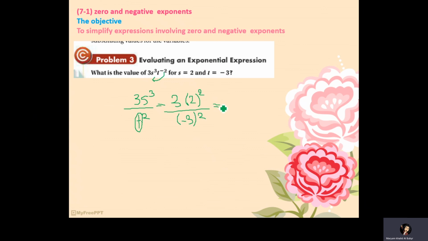So let's do our calculation. Do powers first, then do the rest of the calculation. So that's 3 times 4 over 9. Then, because I'm not using a calculator, I will simplify. That will be 3. So the result is 4 over 3. That's all. Again, why is this positive? Because I have an even power here. If you have an odd power, you cannot say that.